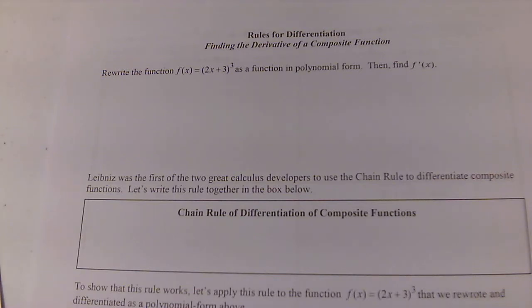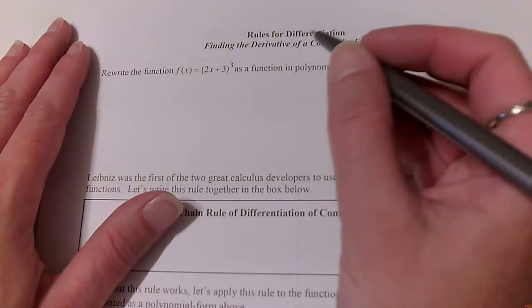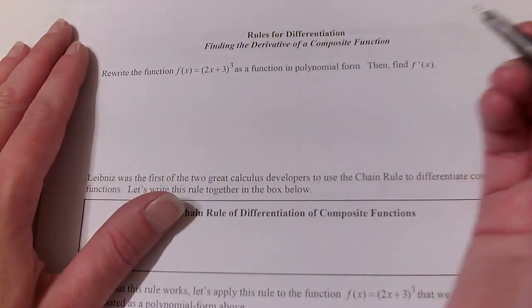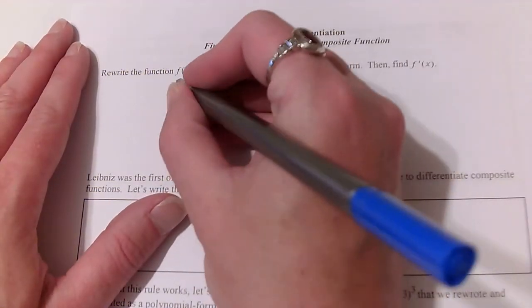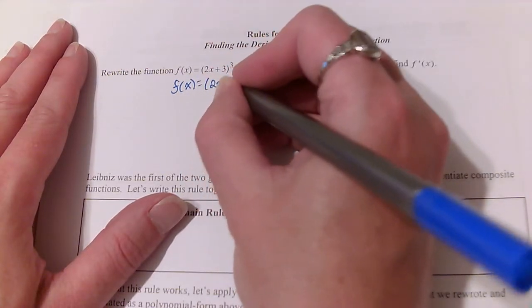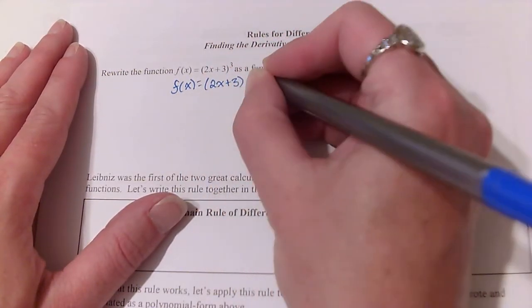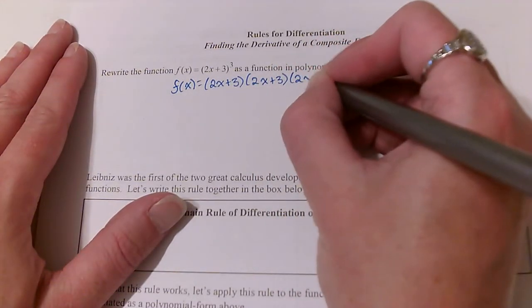Today we're going to look at composite functions and how we can differentiate them a lot faster. So if we had (2x + 3)^3, right now our only option is to write it out into polynomial form, which would mean I'd have to take 2x + 3 times 2x + 3 times 2x + 3.